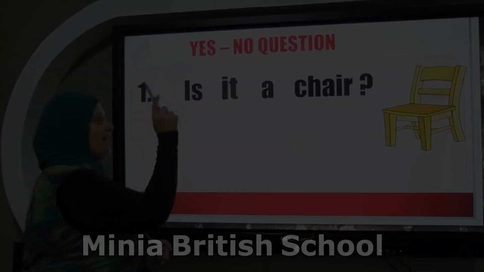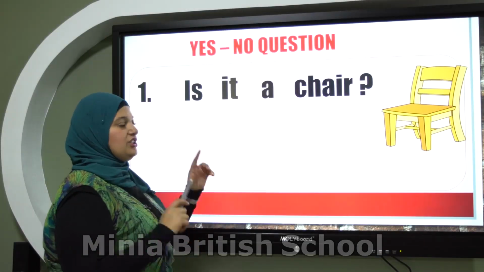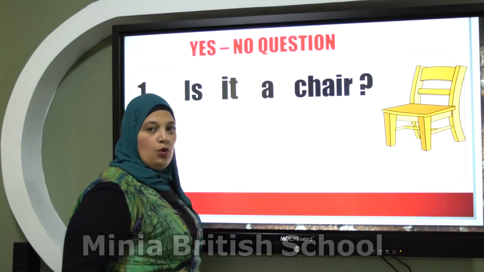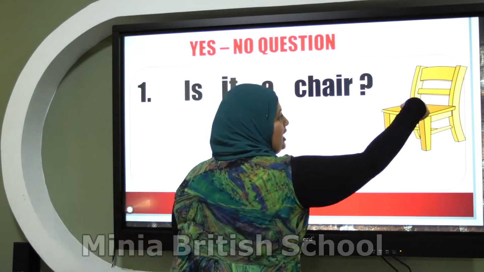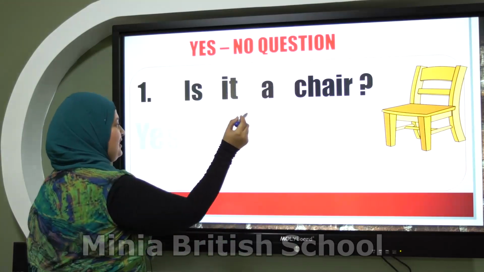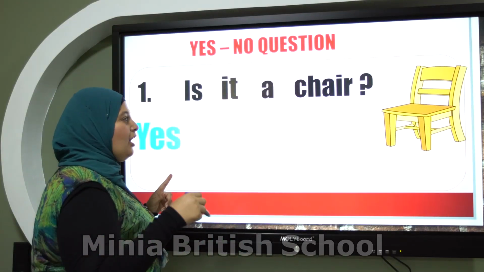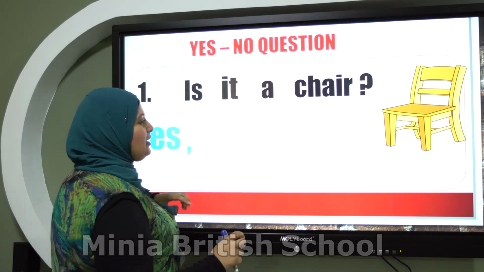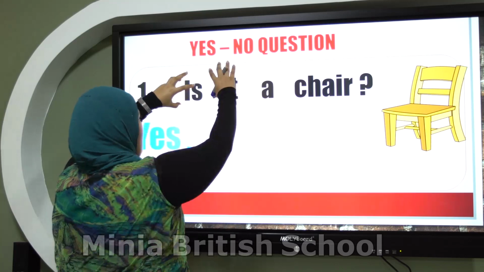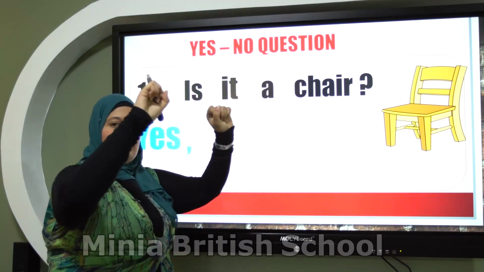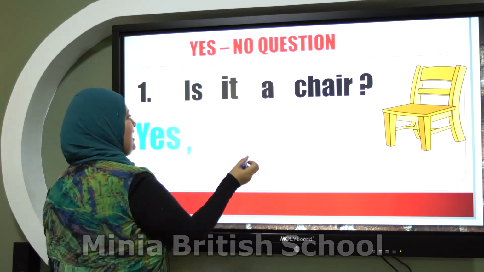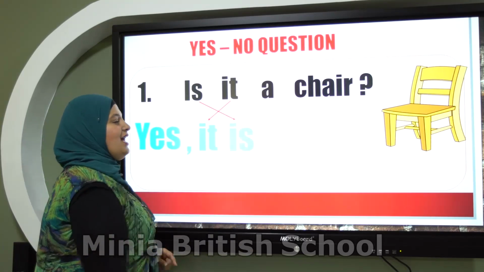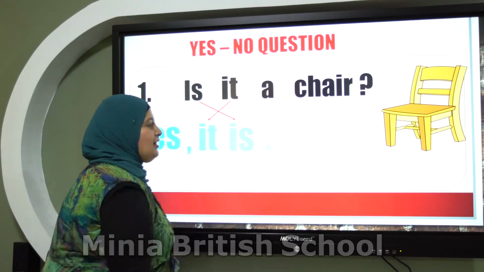Okay, good one. Now, speak about yes or no question. I have here a question. Is it a chair? So the first thing you will do, look at the picture. Is it a chair? Yes. And after yes and no, comma. And let's see, I will make what? Inversion. I will take is, I will take it. Is it will be, it is. Excellent. So it will be here, is will be here. And at the end, don't forget the full stop.